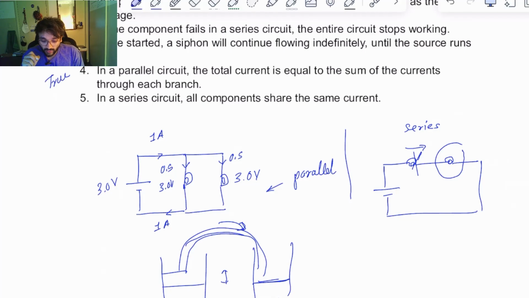Statement 5 is, in a series circuit, all components share the same current. That is true. This is a case of a series circuit. Let me bring back that light bulb to life here. If there's a light bulb there, whatever current is going through that light bulb goes through this one and then comes back into the battery. So this is also true.